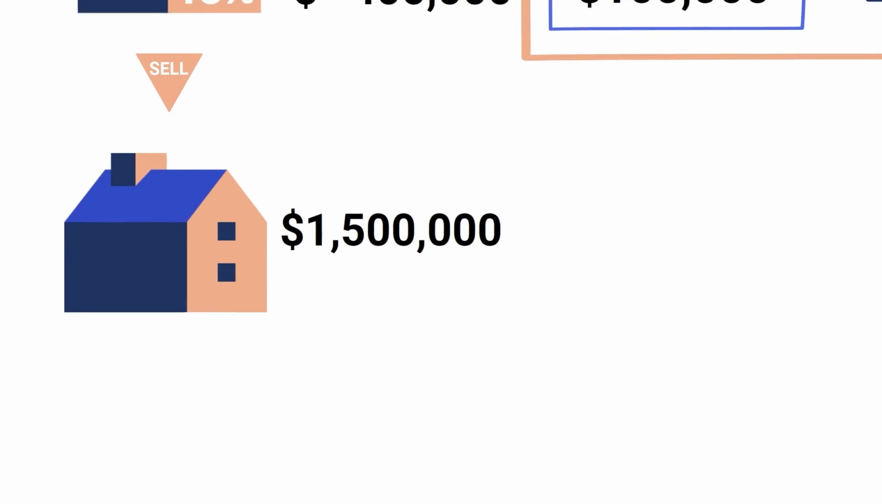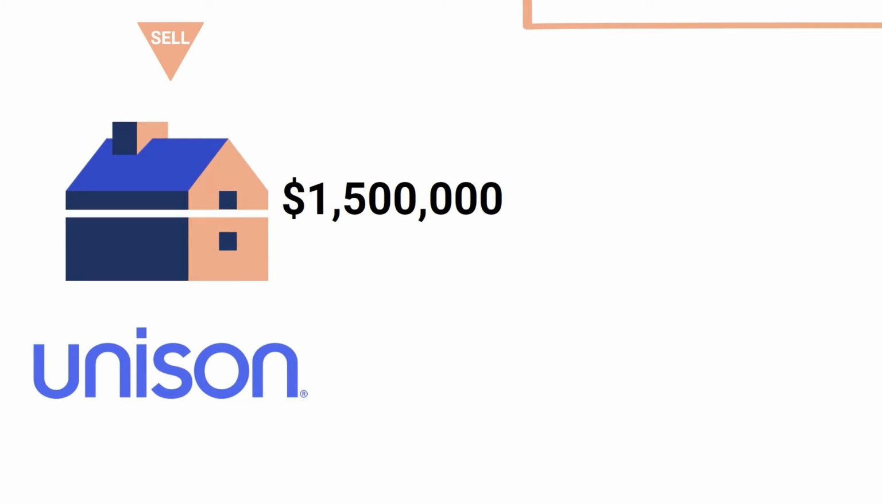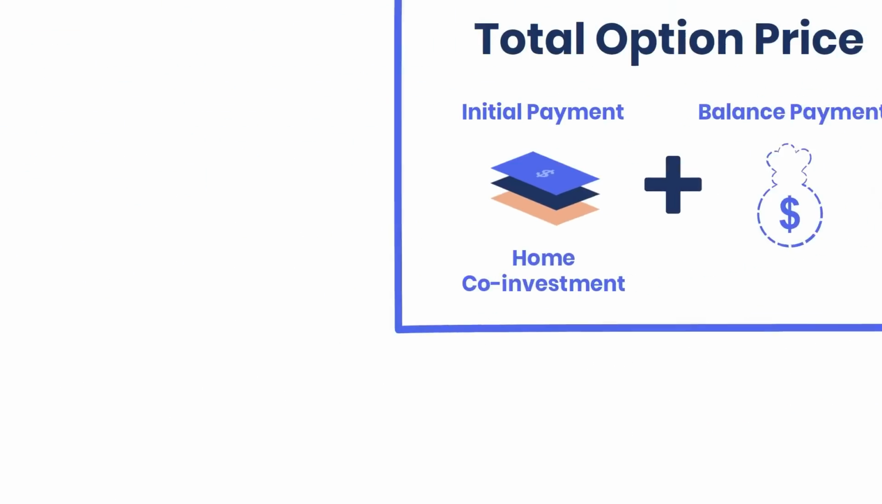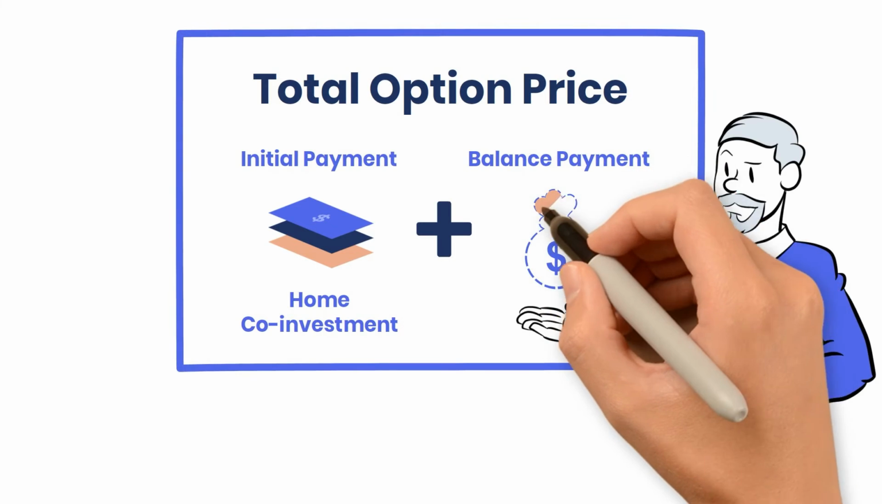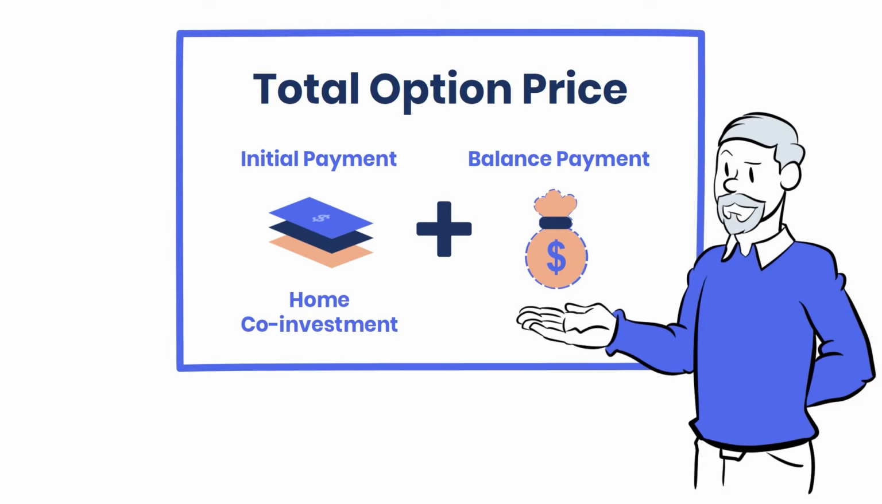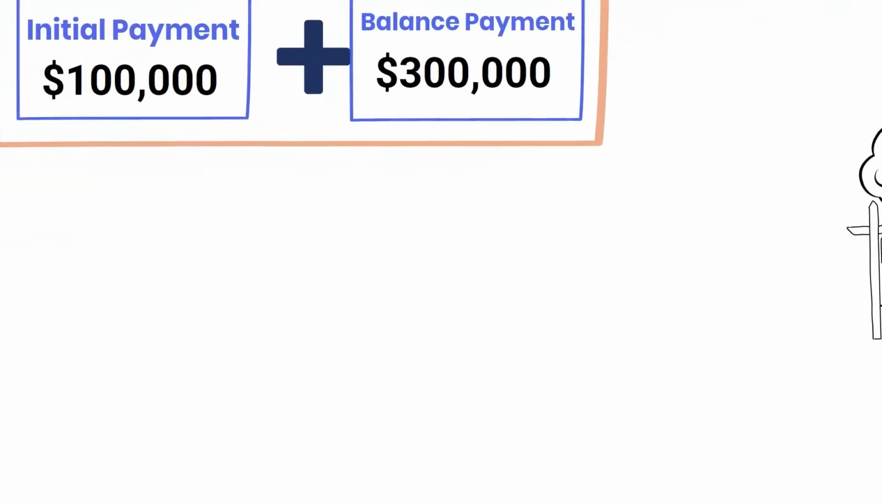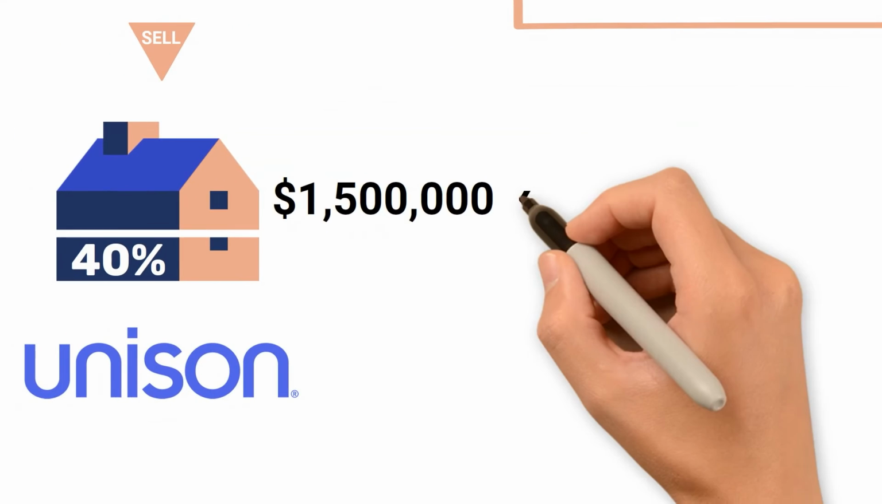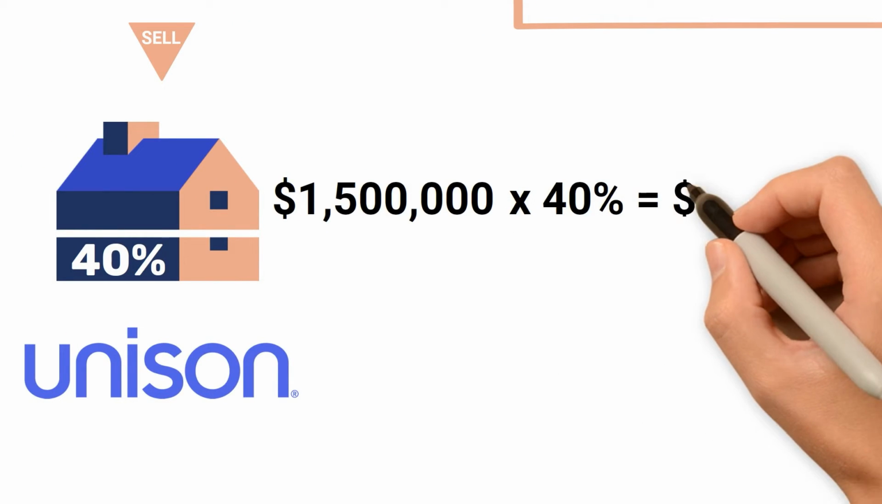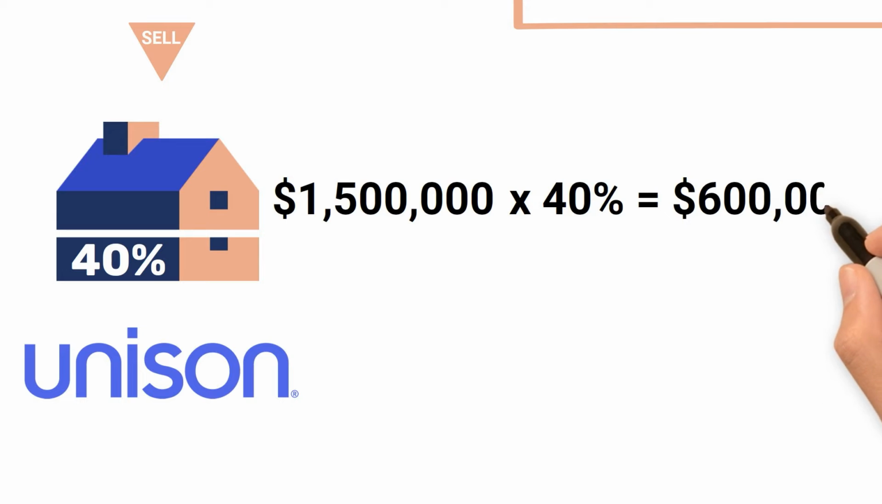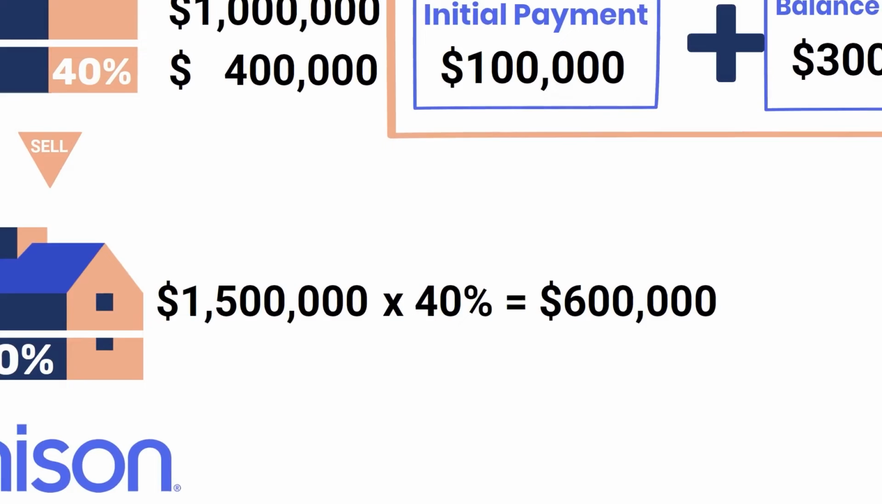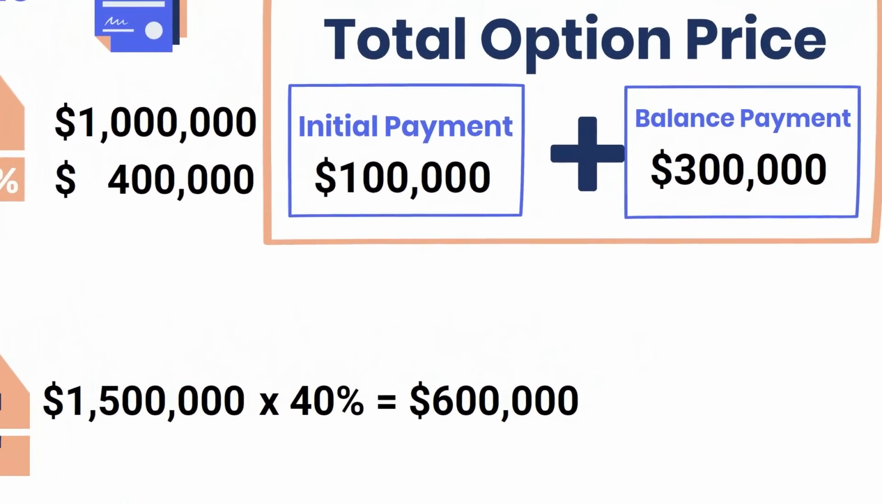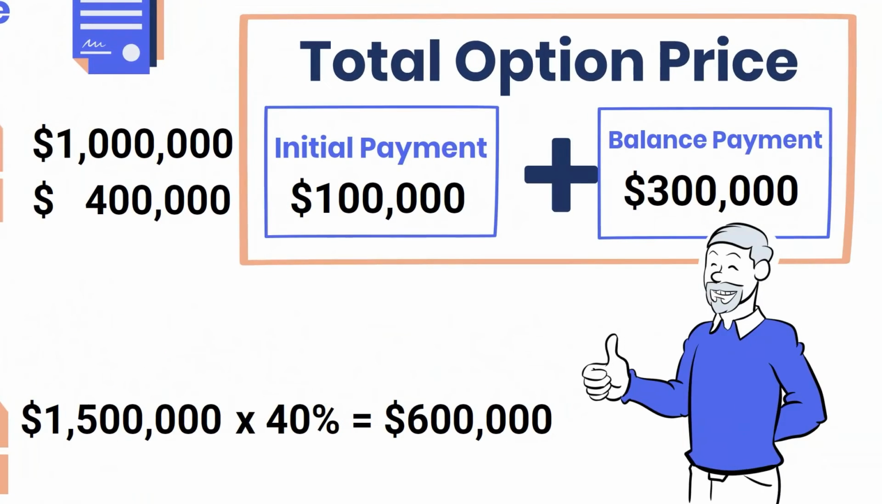Here's what happens. Unison has an option to receive 40% of that sale price, but to get it, we have to exercise our option by crediting you with the balance payment. So we take the ending agreed value, in this case $1.5 million, times our 40% investor percentage to get $600,000. But we still owe you the $300,000 balance payment that we're on the hook for in order to exercise the option and claim our share of the property's value.